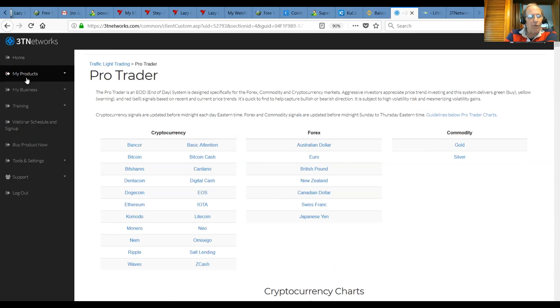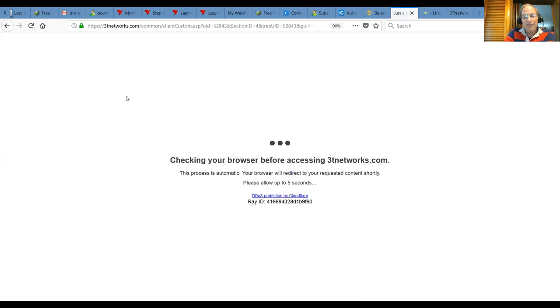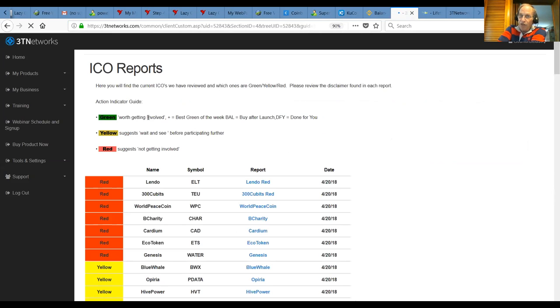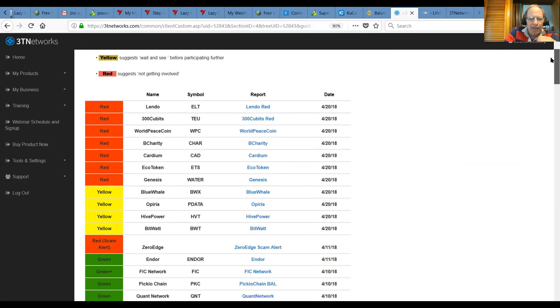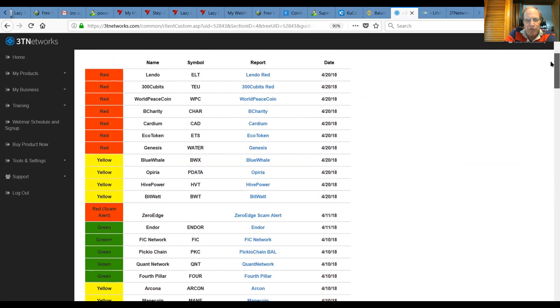Now, the next thing I want to share with you, and this is how you 10, 20, 50 fold money, if you will. It's with ICO reports, knowing which ones to buy and which ones not to buy. And some of them, they're actually giving reports on recommending to buy them after launch. Here you go. Here's 5 or 6 not to buy. Okay, Lendino, 300 cubics, World Peace, and they'll tell you why they do the report.